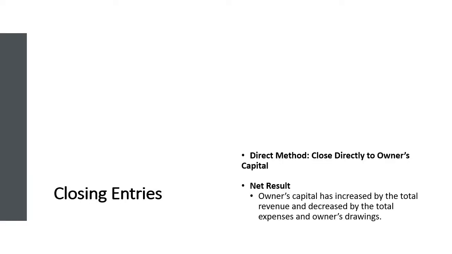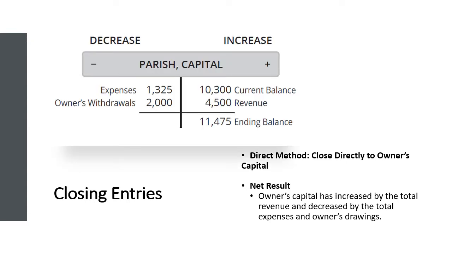So let's take a look at what the effect on equity will be because of this. We said we had a current balance in our equity of $10,300. Then when we closed our revenue, we increased our capital by $4,500. When we closed our expenses, we decreased our capital by $1,325. And when we closed our owner withdrawals, we decreased our capital by $2,000. So we add the revenue, then subtract our expenses and subtract our withdrawals, and we end up with a brand new balance for equity of $11,475.